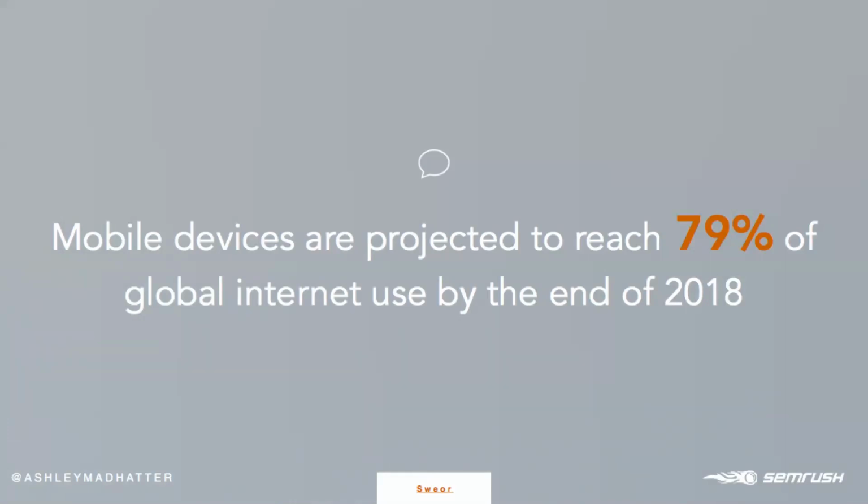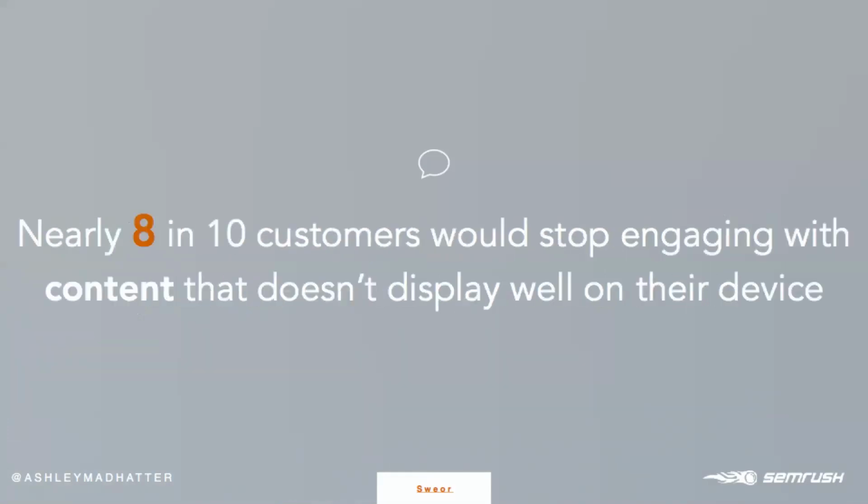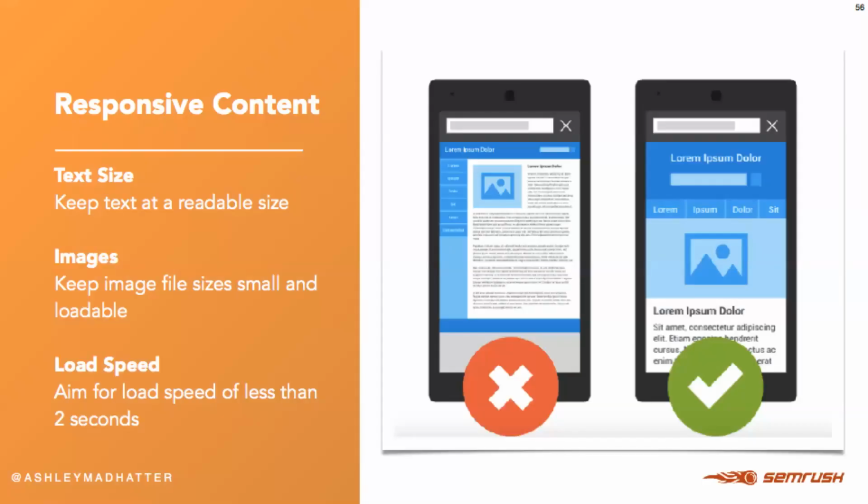And it's also terrifying because nearly 8 in 10 customers are going to stop engaging with your content if it doesn't display well on their mobile device. So whether you're updating your old content, you're creating new content, you're recycling, or you're republishing, if you're not thinking about the mobile user first, you're going to lose that engagement. And so, left side of brain, I was like, all right, what are some tactical ways?